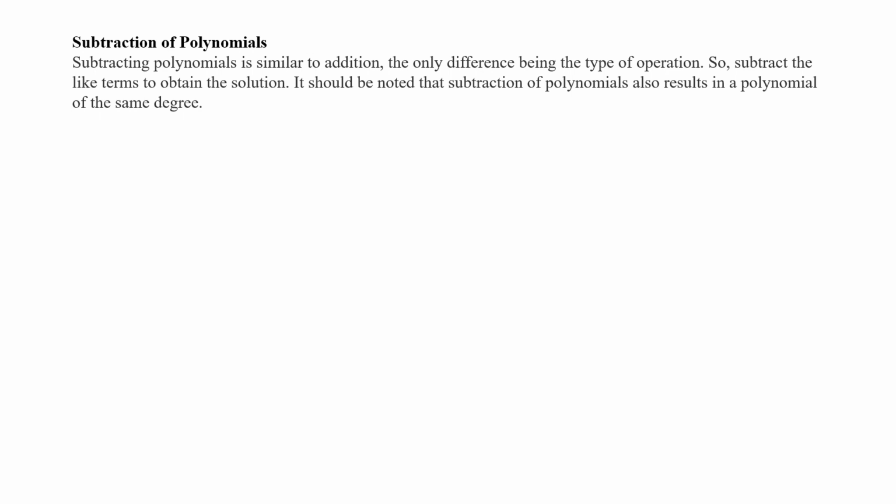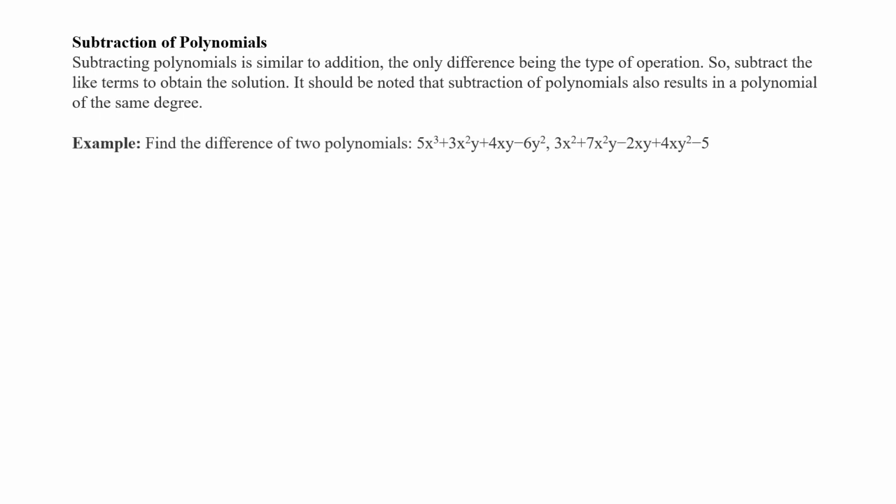So, subtraction of polynomials. Subtraction of polynomials is similar to addition. The only difference is the type of operation. So subtract the like terms to obtain the solution. Suppose you are given two polynomials, you just have to subtract them. It should be noted that the subtraction of polynomials also results in a polynomial of the same degree. Suppose you are given two polynomials and you make a subtraction, you will see the result in the same degree.